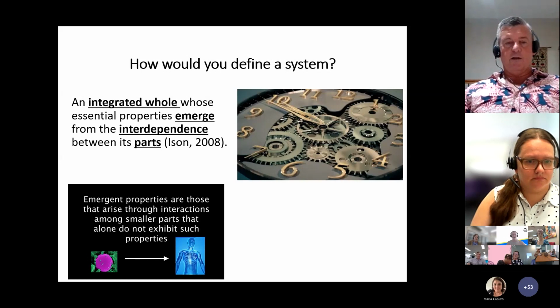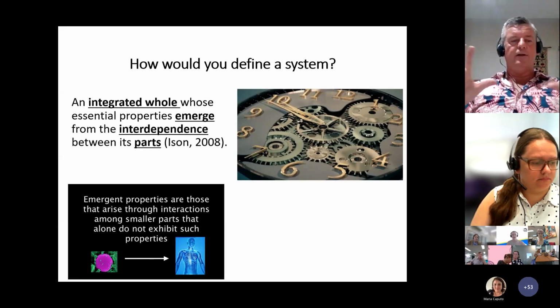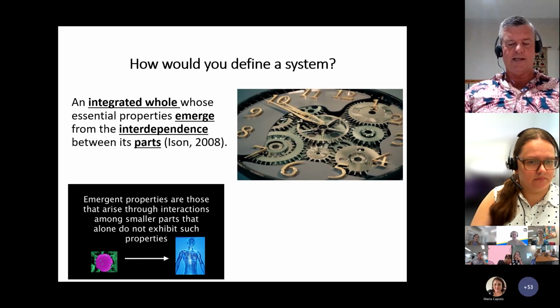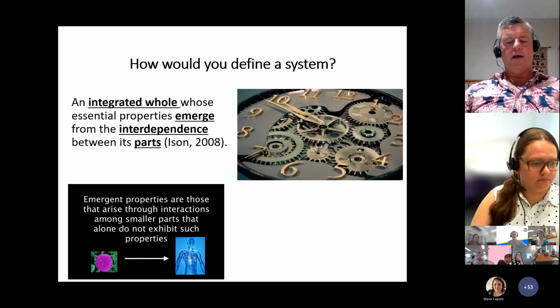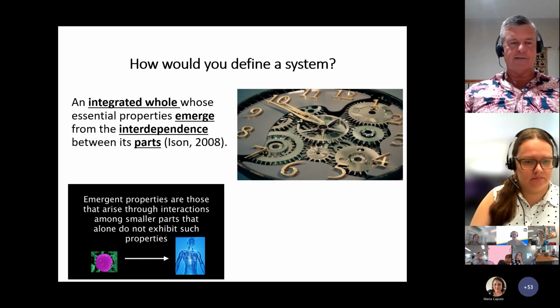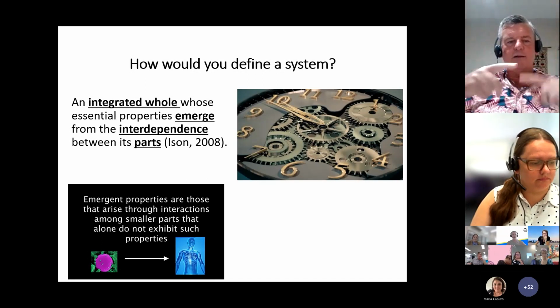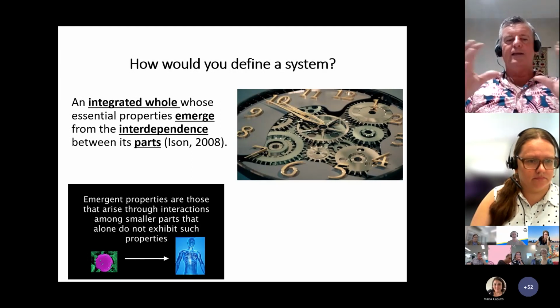And Ray Ison, an Australian, again a very prominent and well-recognized systems thinker, says, "It is an integrated whole whose essential properties emerge from the interdependence between its parts." And this idea of emergence is really quite powerful, because these properties arise through the interaction among the smaller parts that make up the system. No single part can exhibit that emergent property. So it's really important to understand that.